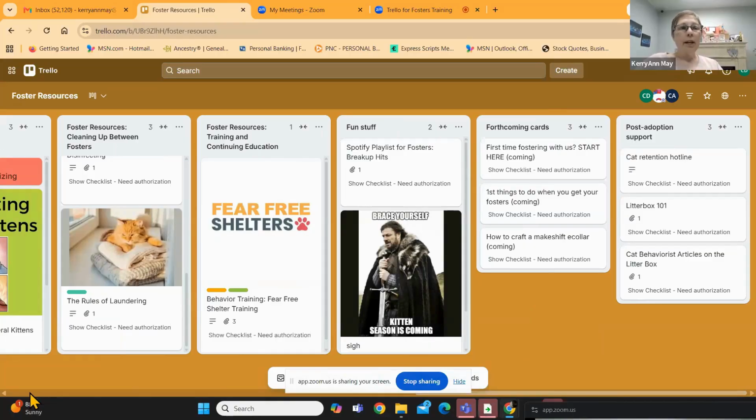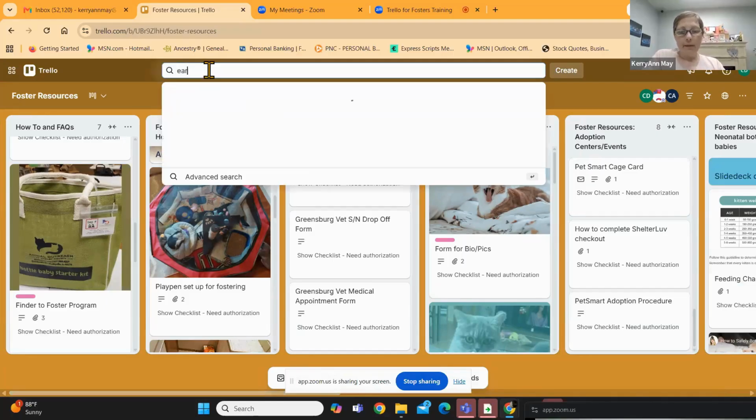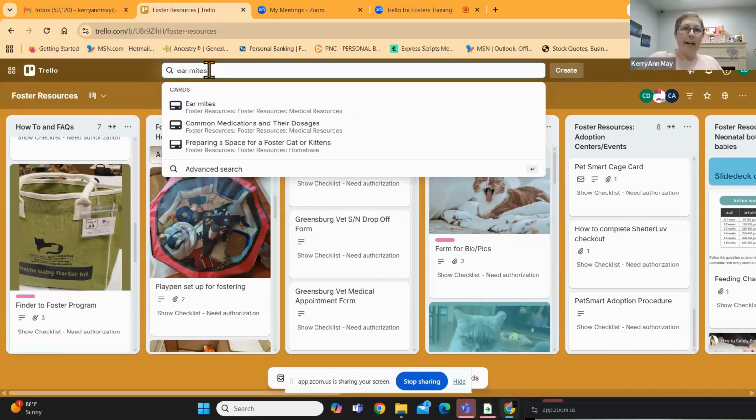So if you want something on this board, either it's something that you access on a regular basis or you think other fosters would find it helpful, then I encourage you to let me know and we'll get that added. Okay, so let's say you have a kitty with ear mites and you need ear mite information. How are you going to do that?